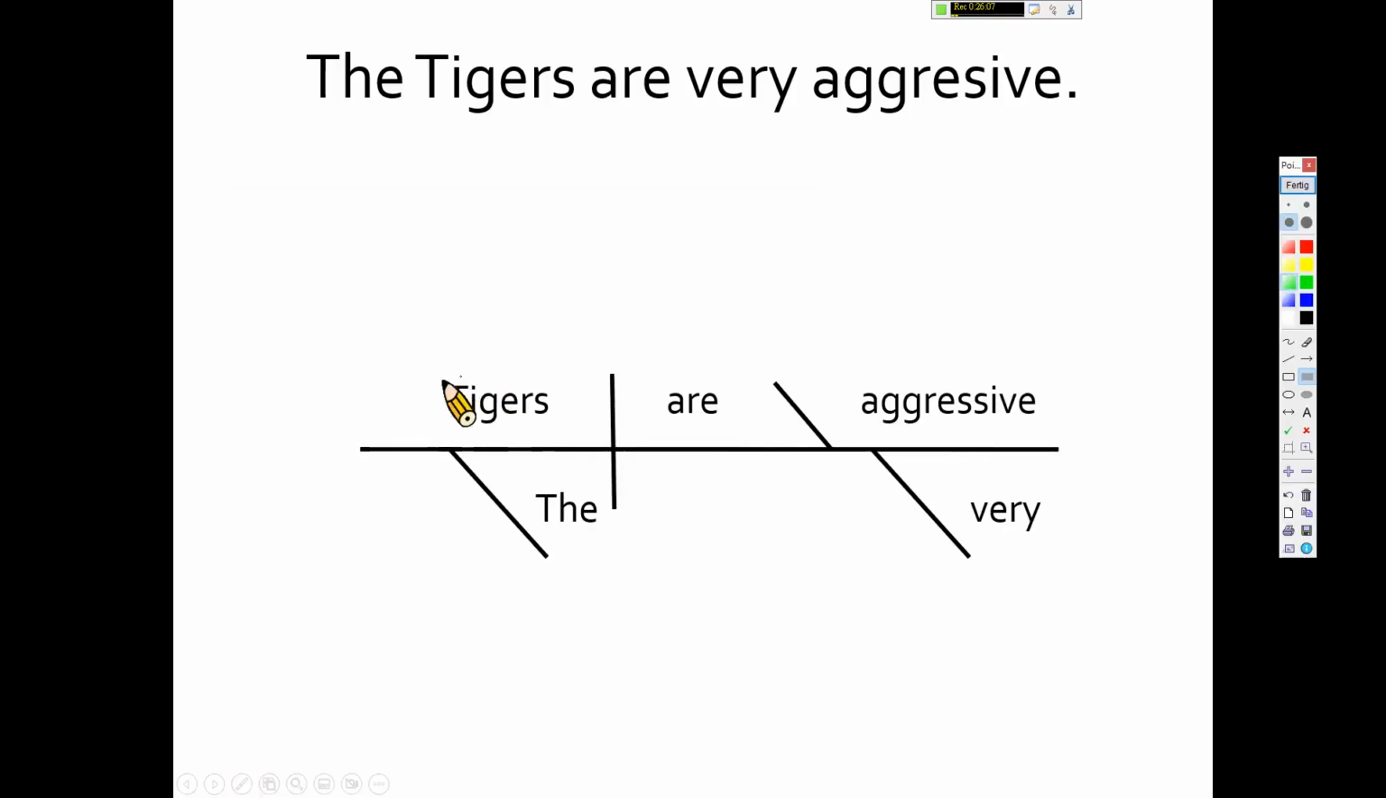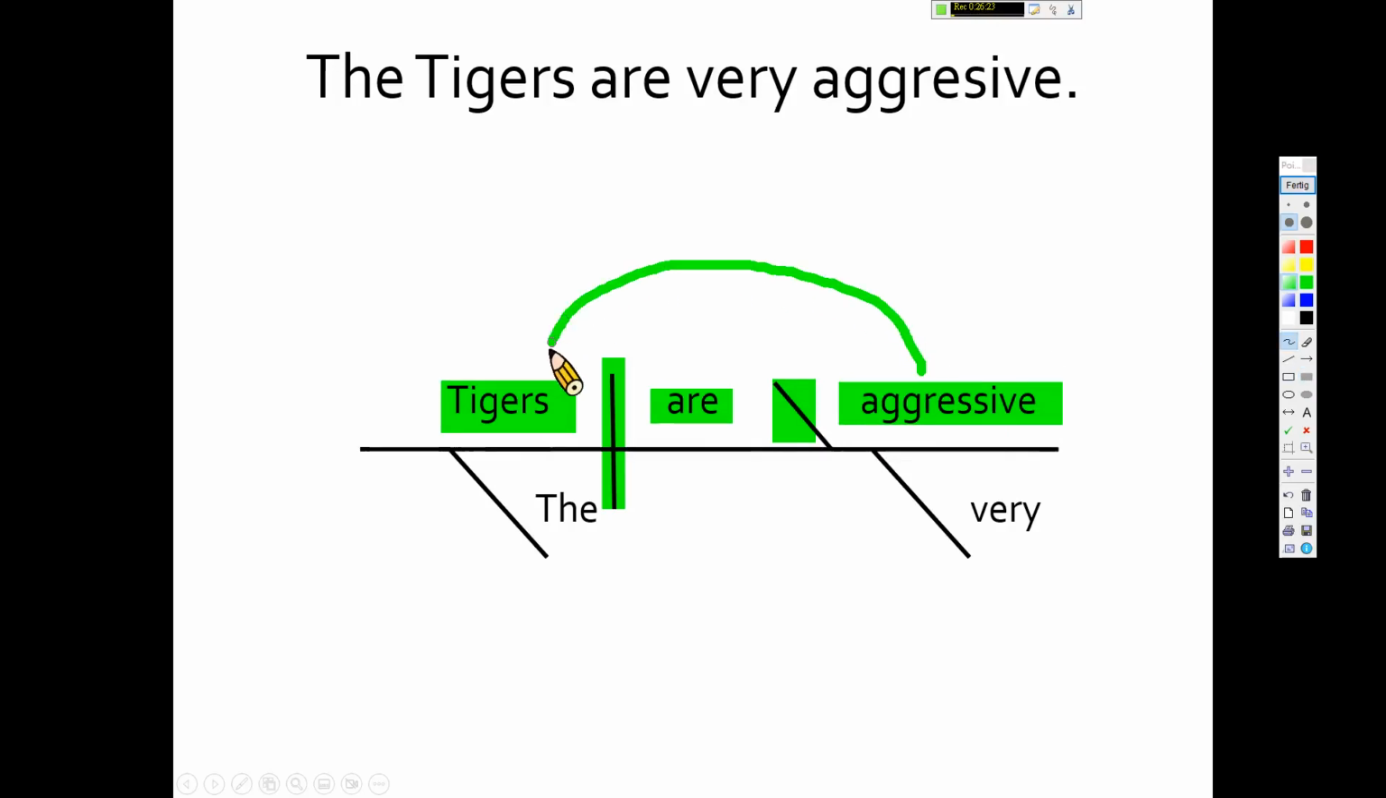So here is tigers, divided by a vertical line from the verb. And aggressive is the subject complement, so we need to have a diagonal line here, because it allows it to complement tigers. And the is put under tigers, and the very is put under aggressive to modify aggressive, right?